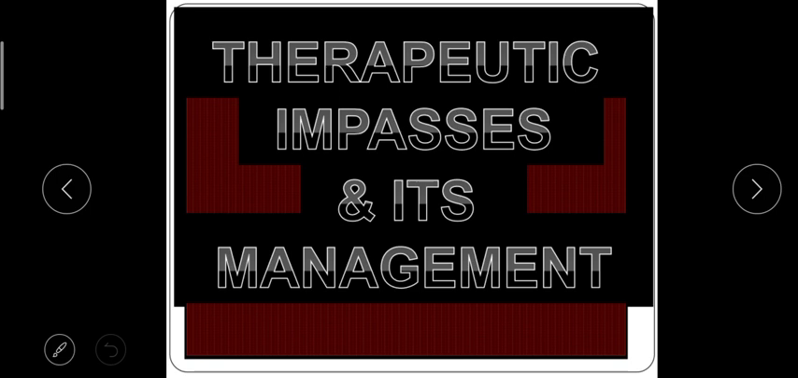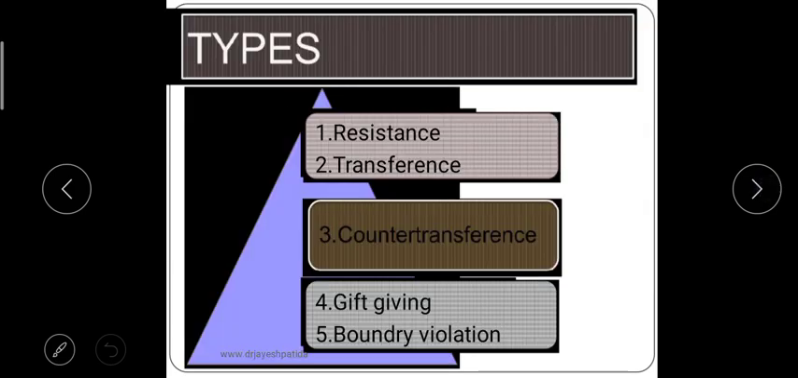Next, we are going to see the therapeutic impasses and their management. There are 5 types of therapeutic impasses: resistance, transference, counter-transference, gift giving, and boundary violation.